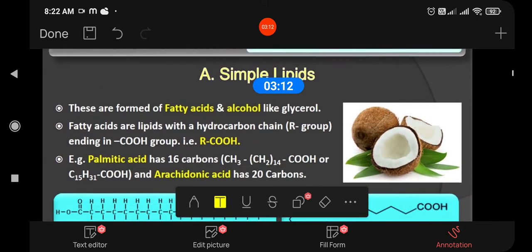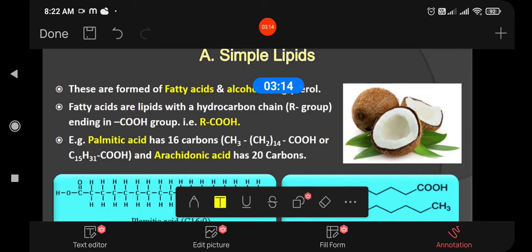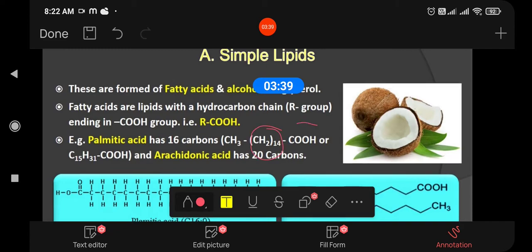Now you can see here, fatty acids are lipids with a hydrocarbon chain ending with a COOH group, that forms a fatty acid, that is RCOOH. Palmitic acid has 16 carbons. You can see over here that 14 plus here CH3 is there and here COOH is there. Then this is 15 carbon and this is 16 carbon. So how many carbons are there in palmitic acid? That is 16. And then there is arachidonic acid, which has 20 carbons.